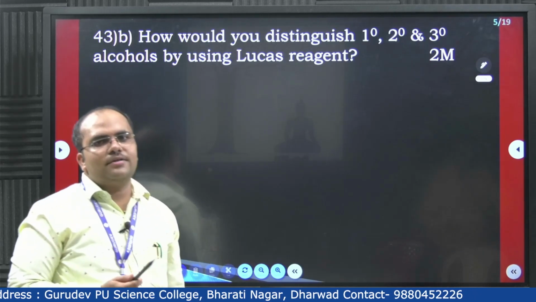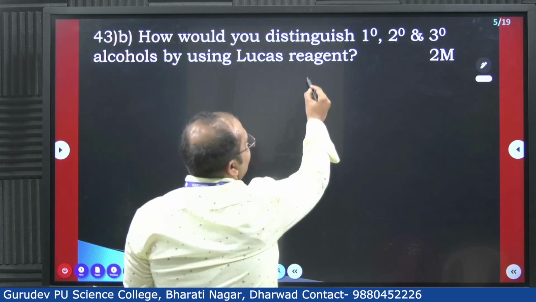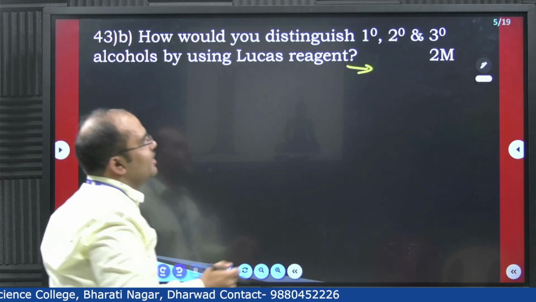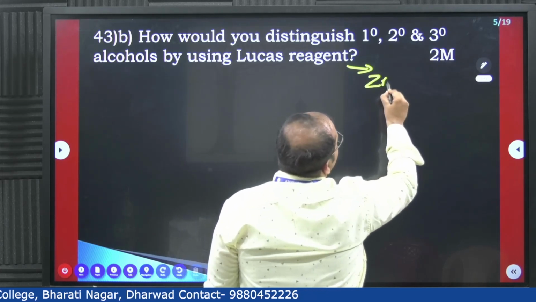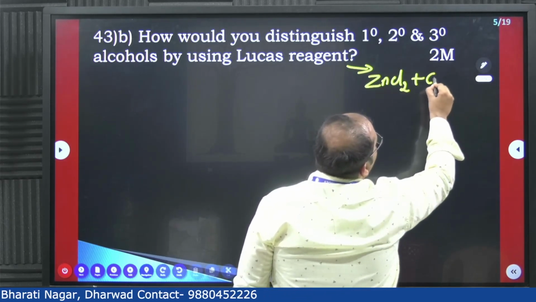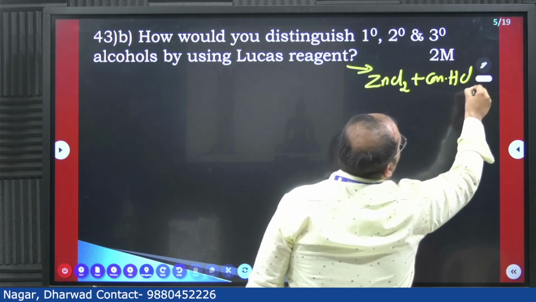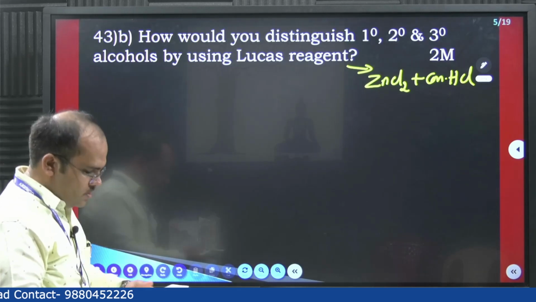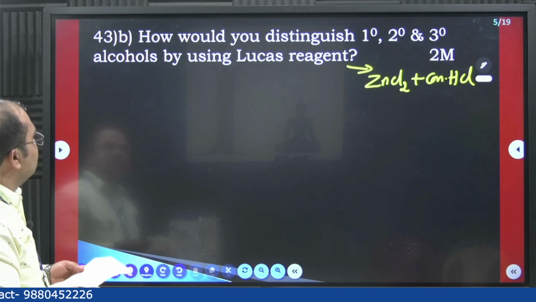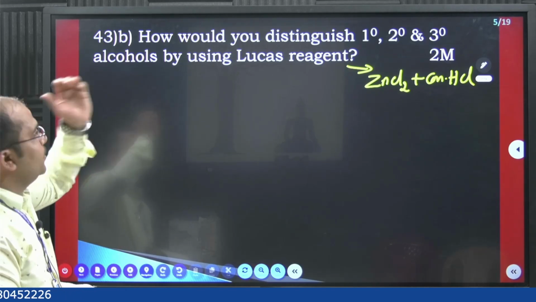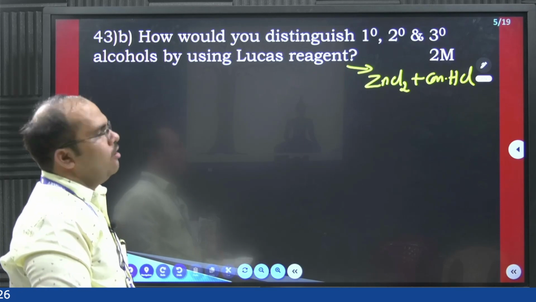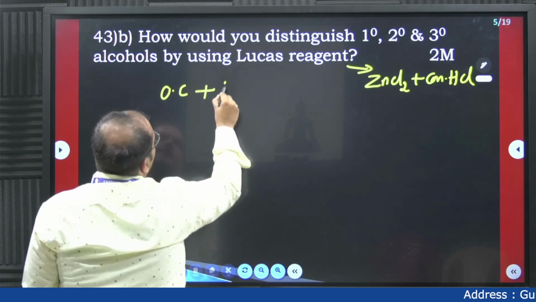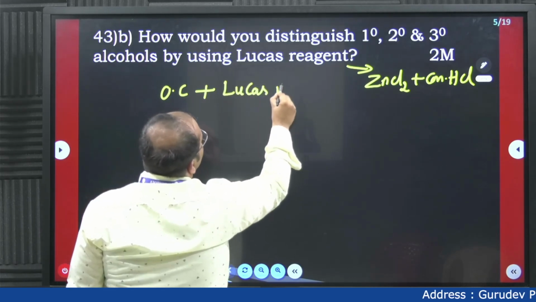Lucas reagent? Yes, what is Lucas reagent? Some of you have a big question: what is Lucas reagent? The reagent which contains ZnCl2 in combination with concentrated HCl is Lucas reagent. So their question is, how are you going to distinguish between primary, secondary and tertiary alcohols? My dear all, let's consider one organic compound and add the Lucas reagent.